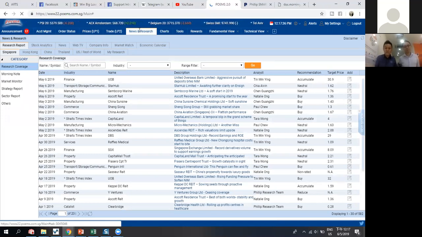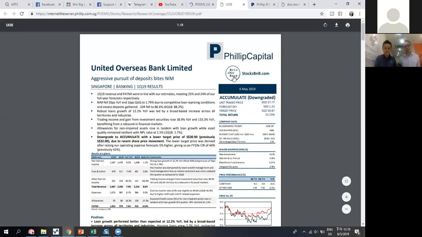Okay, news and research. Under news and research, there's research coverage by our experts in Philip Securities. For example, under the research coverage, you'll be able to click on, let's say, UOB. From here, you'll be able to read about the Q1 result, and you can see their forecast dividend and their target price of $30.87.